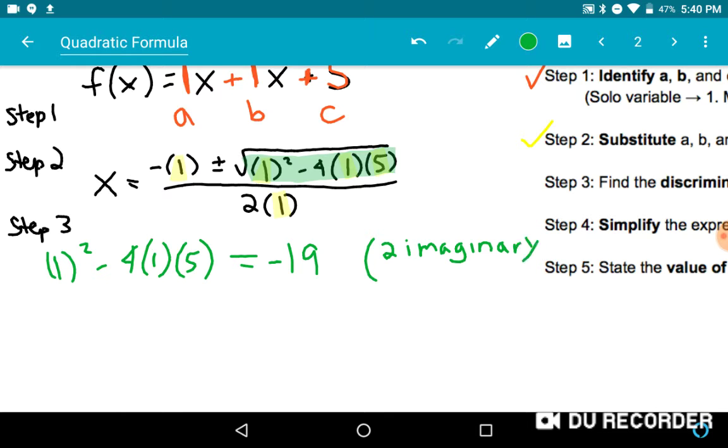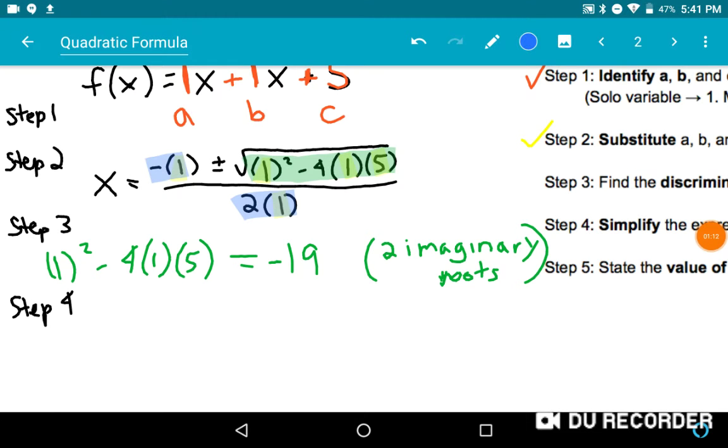These are imaginary because if you try to take the square root of a negative 19, that's not going to work out so well for you. You can't put the square root of negative 19 into a calculator. But don't get too worried. We can still simplify everything that we have to simplify, including that green part.